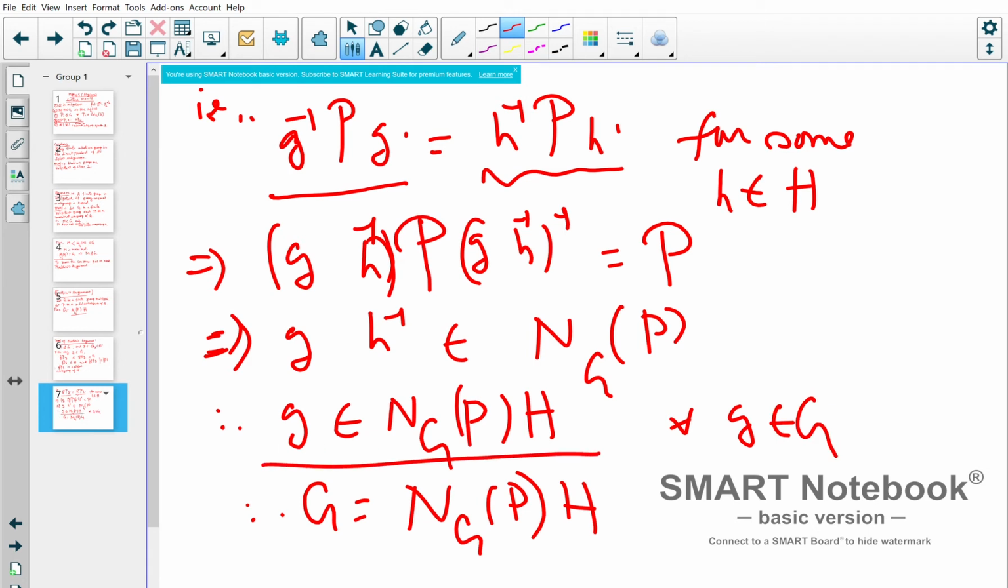So Frattini's argument tells you that whenever you have a normal subgroup and a Sylow subgroup, you can generate the full group using the normal subgroup and the normalizer of that Sylow subgroup inside G. Now with the help of this, we will complete the proof of our main theorem, the converse part.